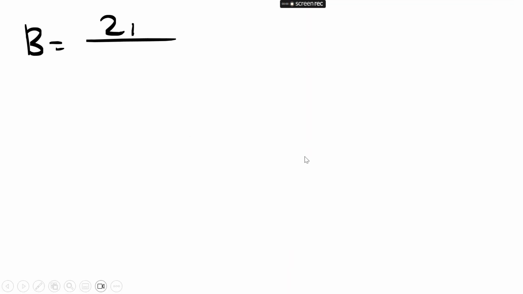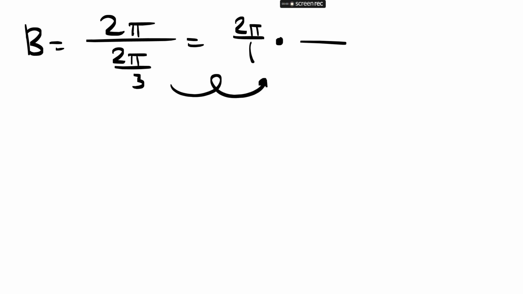All right, my B value would be 2 pi divided by 2 pi over 3. And again, a complex fraction. So here we go, 2 pi over 1 multiplied by the reciprocal. So switch that around, top and bottom makes 3 go on top, 2 pi's on the bottom, and the 2 pi's are gone. They will cancel themselves out, leaving us with 3 being the B value.